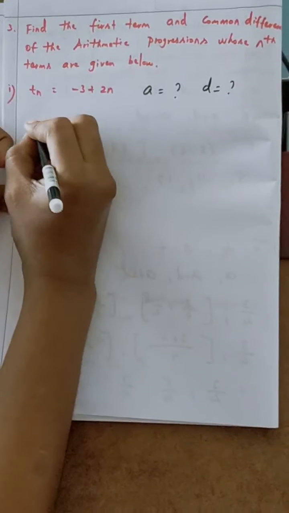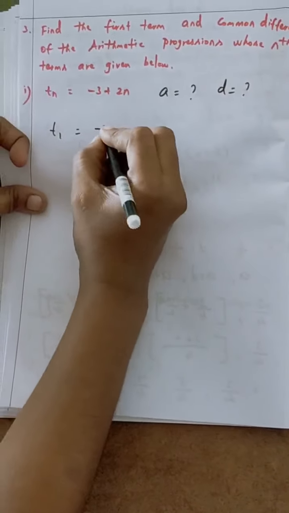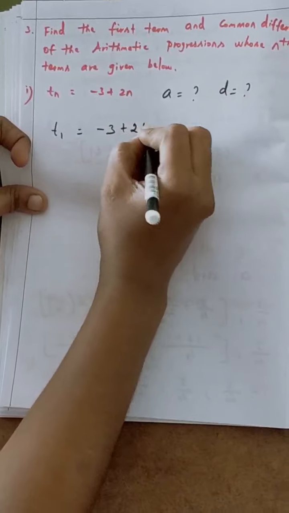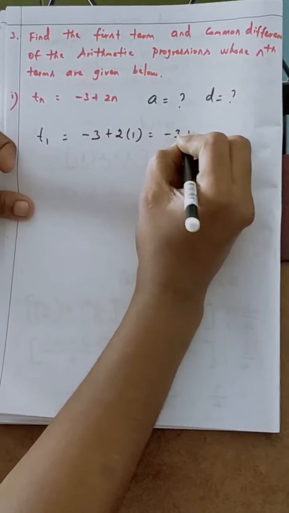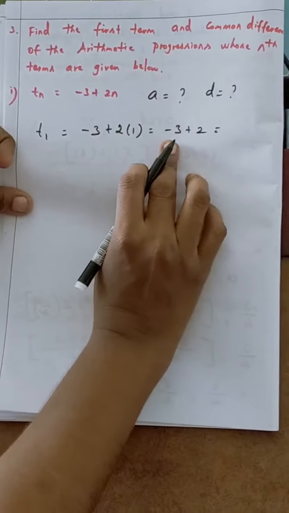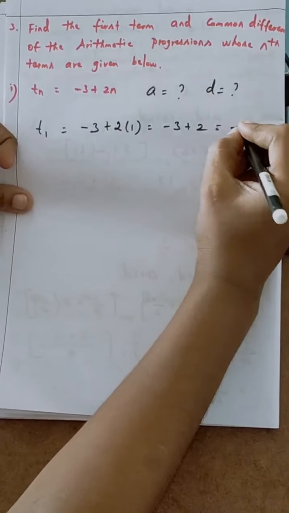Okay, the first one is t1, n equal to 1, substitute: minus 3 plus 2 into 1. So what is the answer? Minus 3 plus 2, since 3 is the bigger number, you subtract the terms, and the answer is minus 1.